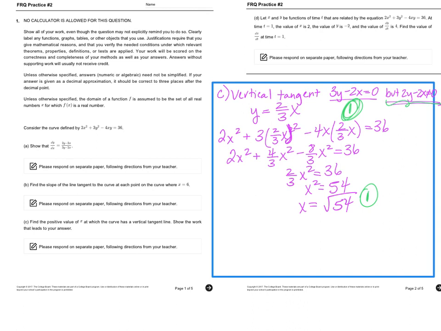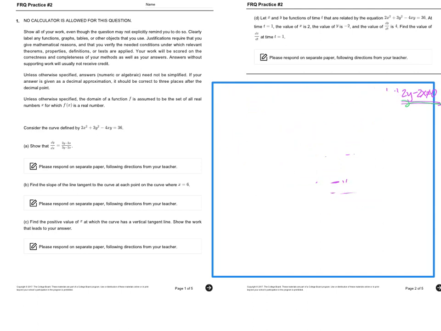Perfect. Let's do letter D. I think I'm going to have to erase for letter D. Y'all can get these points, guys. You can get these points. Might not get all of them, but you can get enough to pass, I promise, or enough to get your 5.